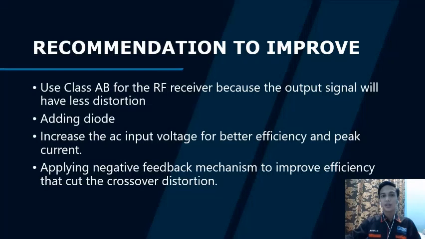The recommendation to improve: the first point is to use a class AB power amplifier for the RF receiver, because the output signal will have less distortion. Secondly, adding a diode. Thirdly, increase the AC input voltage for better efficiency and peak current. And lastly, applying a negative feedback mechanism to improve efficiency that cuts the crossover distortion.